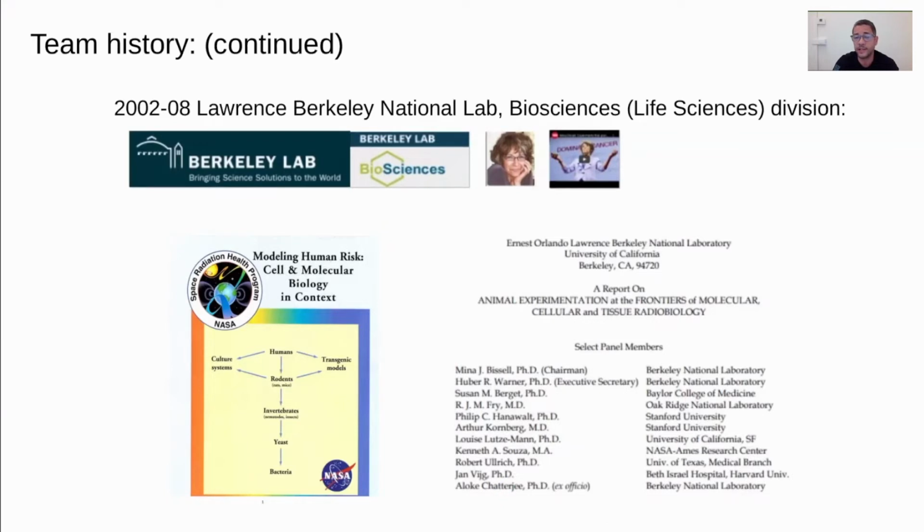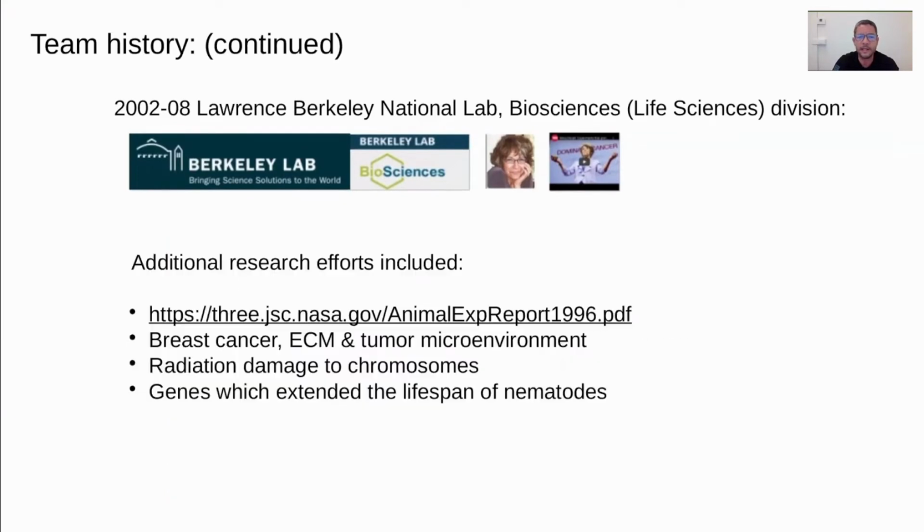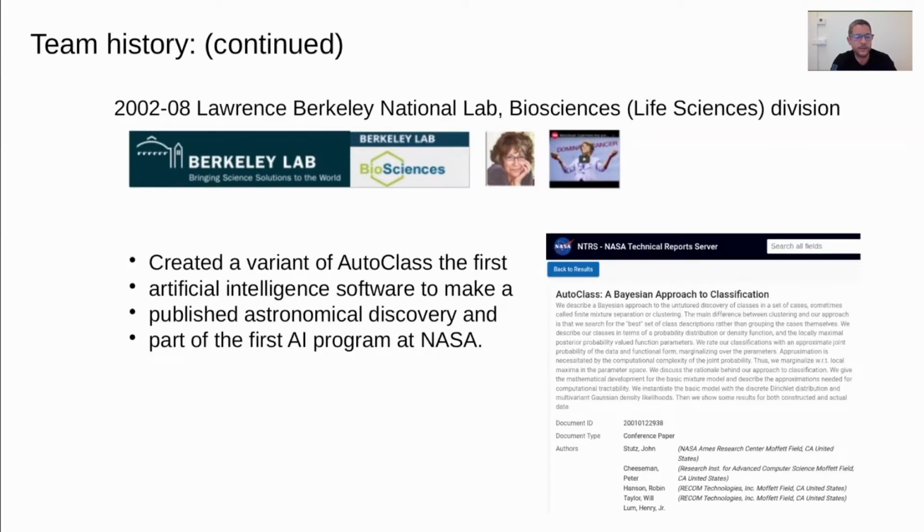This involved several national laboratories, and part of our work also included breast cancer research based on the extracellular matrix and the tumor microenvironment and radiation damage to chromosomes. We also did research in genes, which extended the lifespan of nematodes. We also used a variant of AutoClass. This was the first artificial intelligence software to make a published astronomical discovery, part of NASA's first AI program.